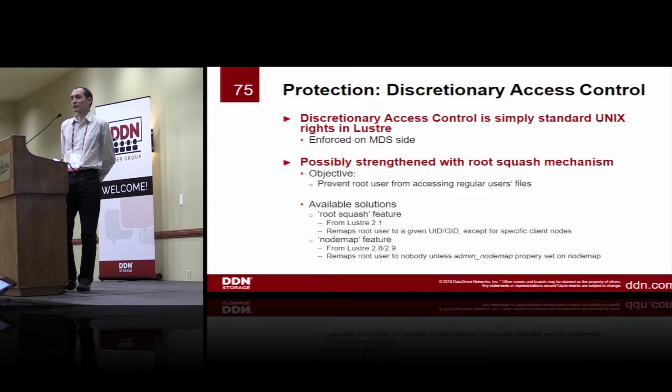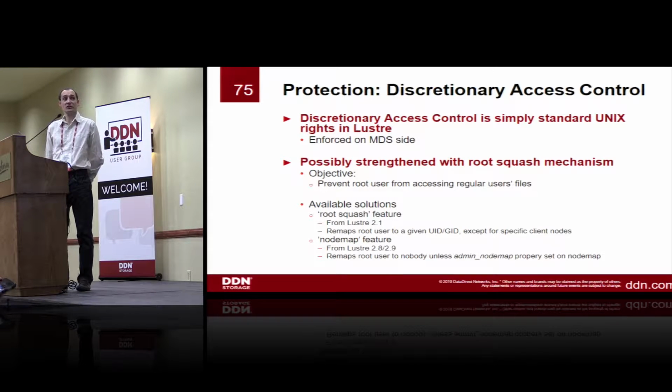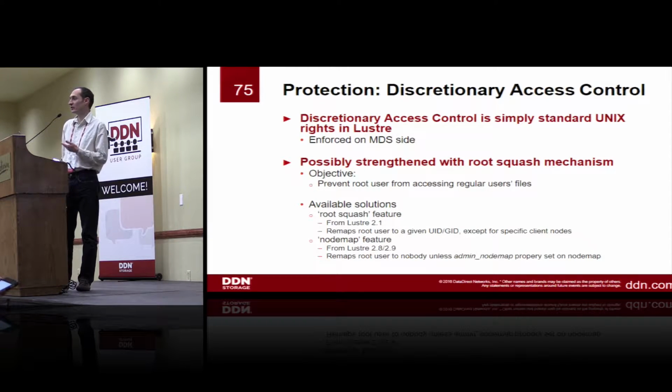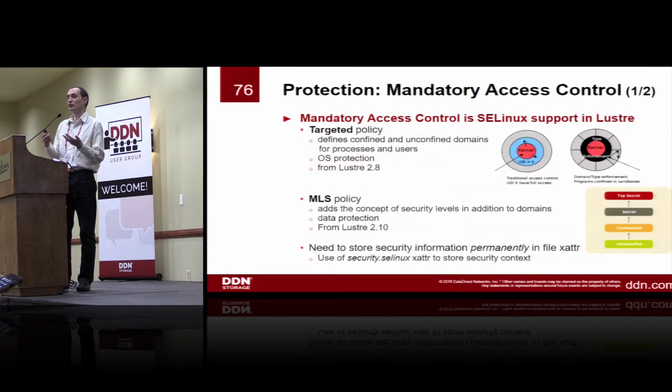Now let's talk about access control. So discretionary access control is pretty straightforward. This is UNIX rights enforcement. In Lustre, this is done on the MDS side. And just to mention that it's possible to strengthen access control in Lustre with the root squash feature. So it's simply the ability to map the root user to another user, in order to prevent the root user from having all privileges on the files hosted in Lustre.